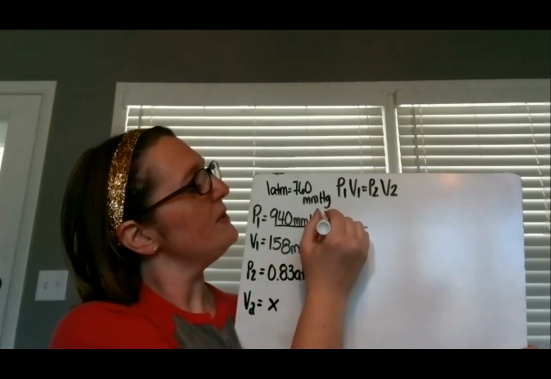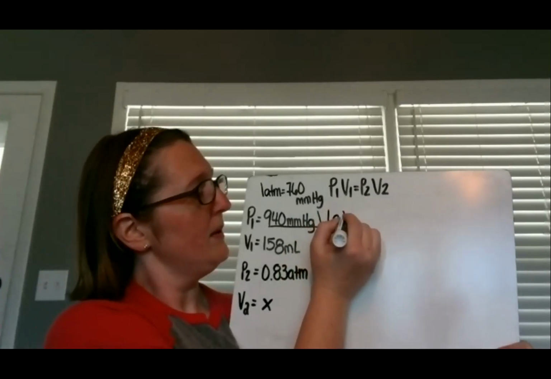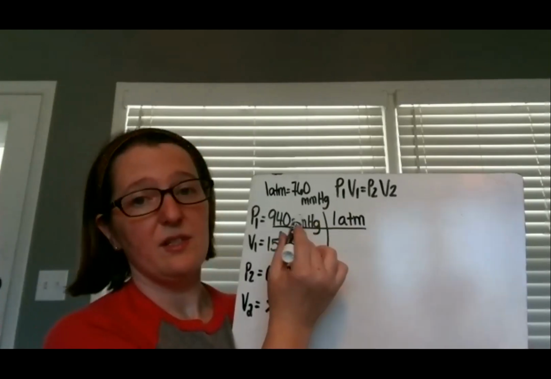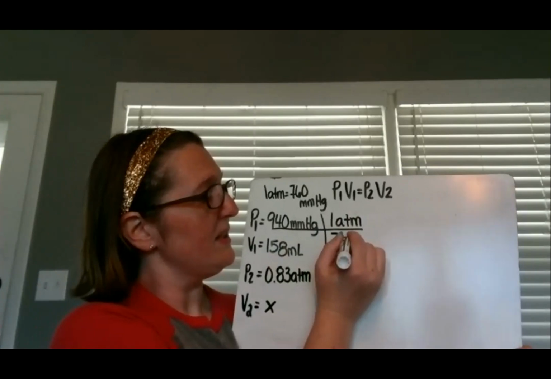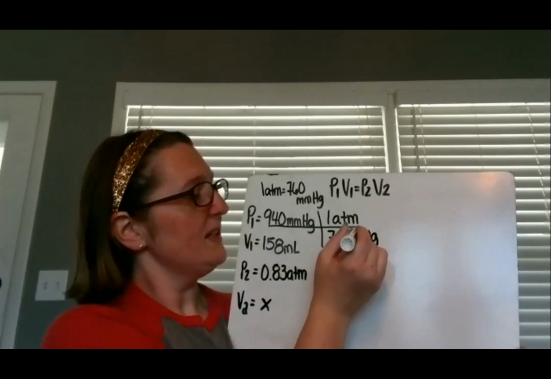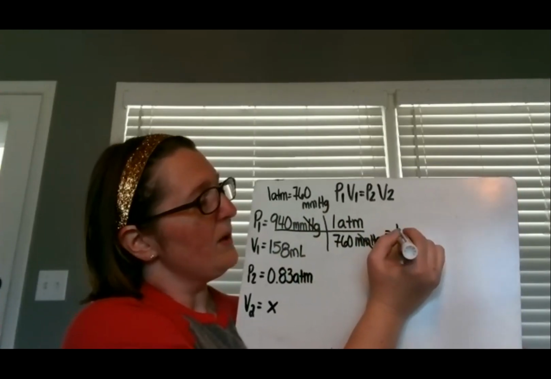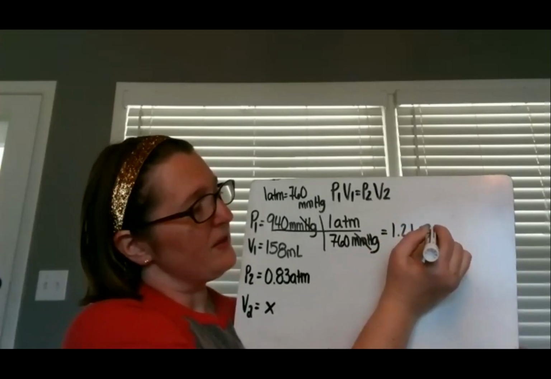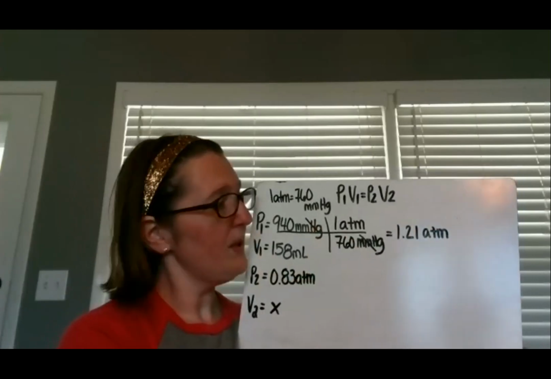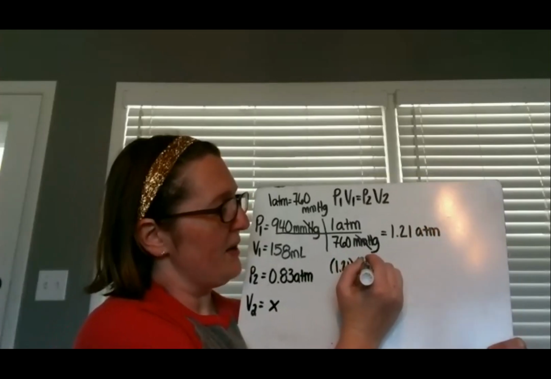So I'm going to turn this into atmospheres. I'm going to set up my factor labeling. Remember, what I want to get to, atmospheres, goes on the top. And what I want on the bottom is to match this top one. So I'm going to put my 760 mmHg. This is going to allow for me to then just divide these two and get 1.21 atmospheres. Now that all my units match up, I can just plug it into the equation.